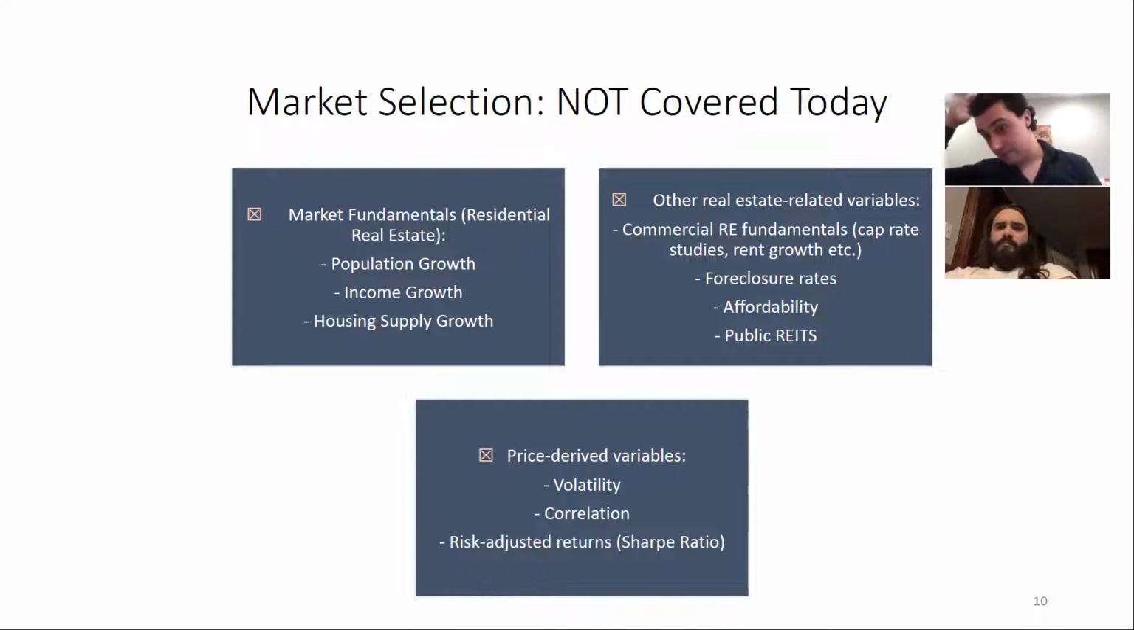Other real estate variables are quite important for other purposes. On the commercial side, there can be various cap rate studies, rent growth studies, etc. There can be looking at foreclosure rates, affordability, effects of public markets over private markets. I'm not going to look at that as well. And price-derived variables like volatility, correlation, risk-adjusted returns are okay as supplementary analysis, but they're not necessary for market selection.